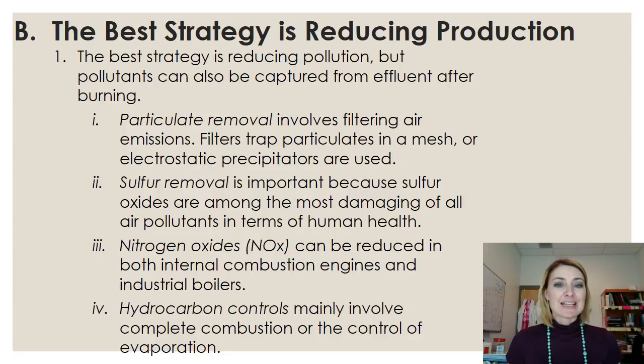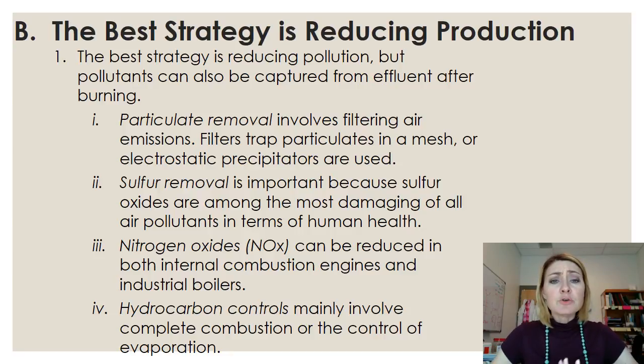The first is particulate removal, and that involves filtering air emissions. So essentially what you're doing is sending this gas through a mesh filter, and it can be spun glass fibers, cotton cloth, or asbestos cellulose. These are industrial air filters, and they generally act like a giant vacuum bag cleaner, trapping all of those particulates. We can also use electrostatic precipitators, and those are used more commonly in power plants, and on the next slide we'll talk more in detail about what that is and how that works.